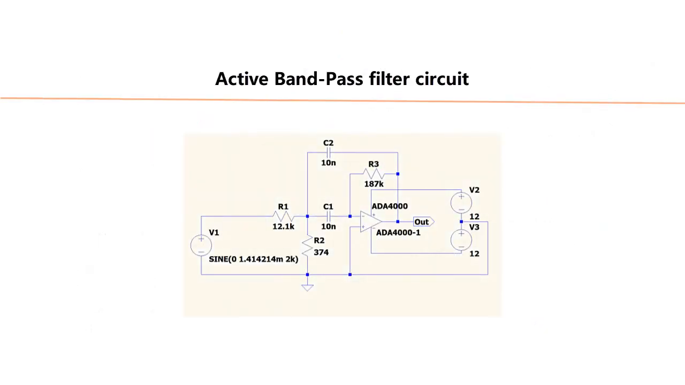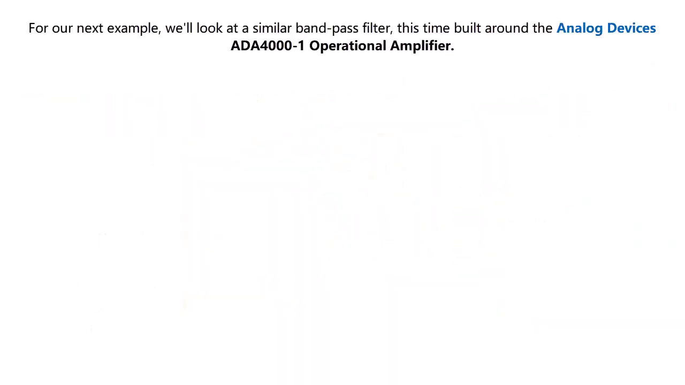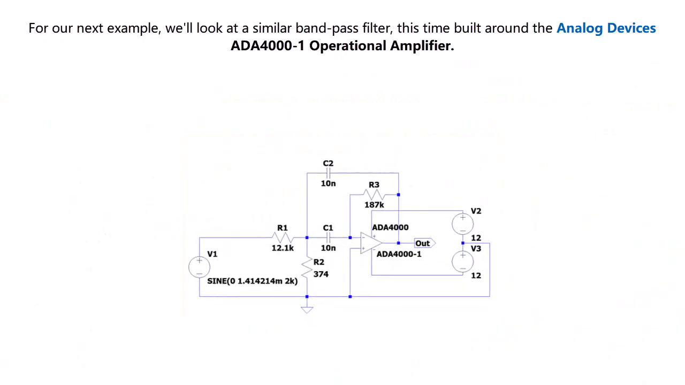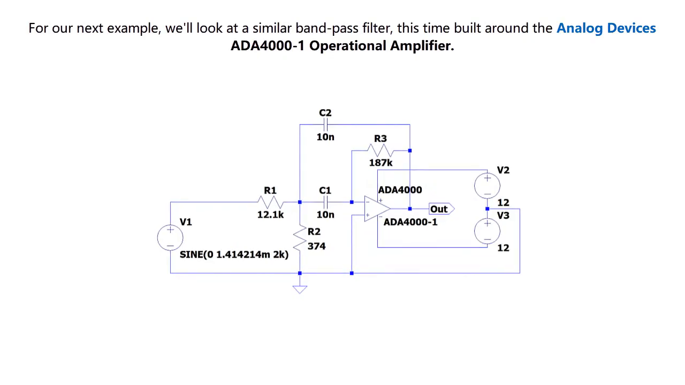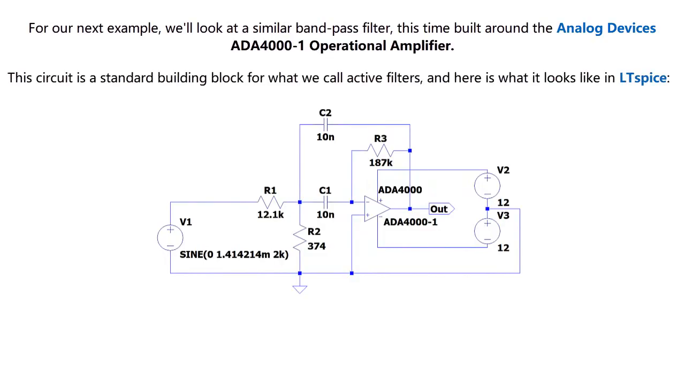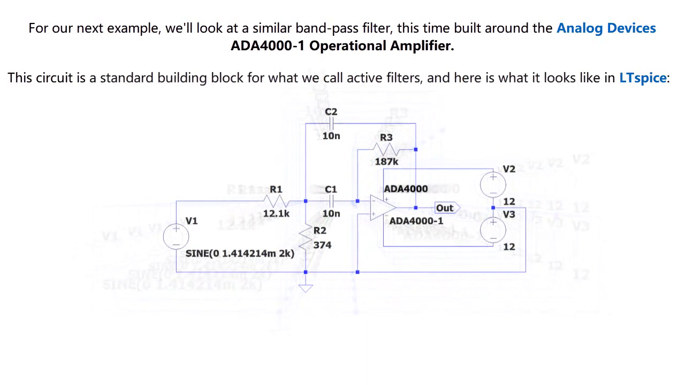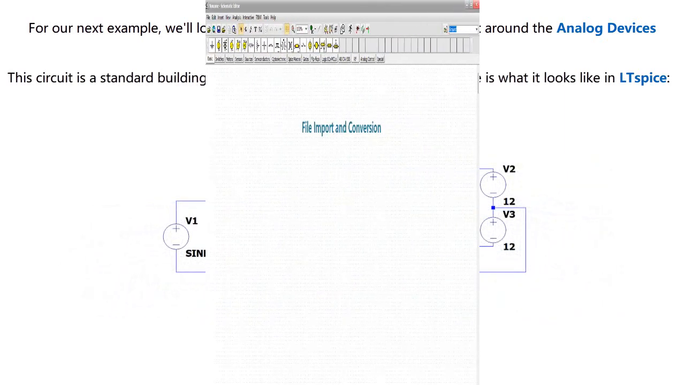Active Band Pass Filter Circuit. For our next example, we'll look at a similar band pass filter, this time built around the Analog Devices ADA4000-1 operational amplifier. This circuit is a standard building block for what we call active filters. And here is what it looks like in LTSpice.